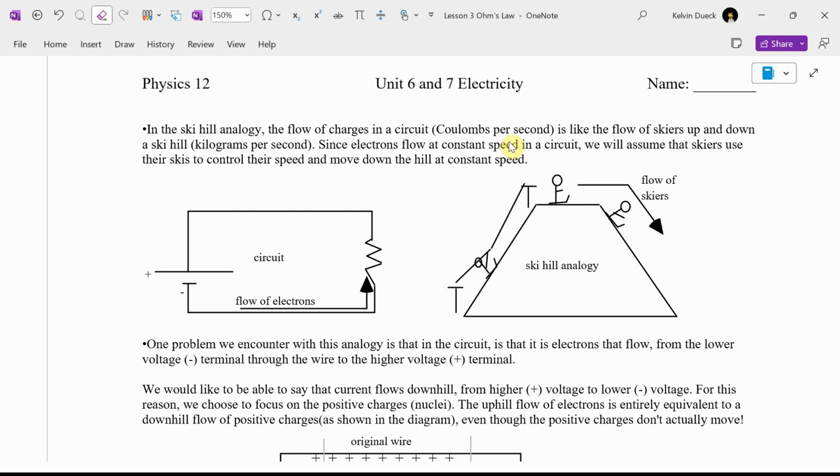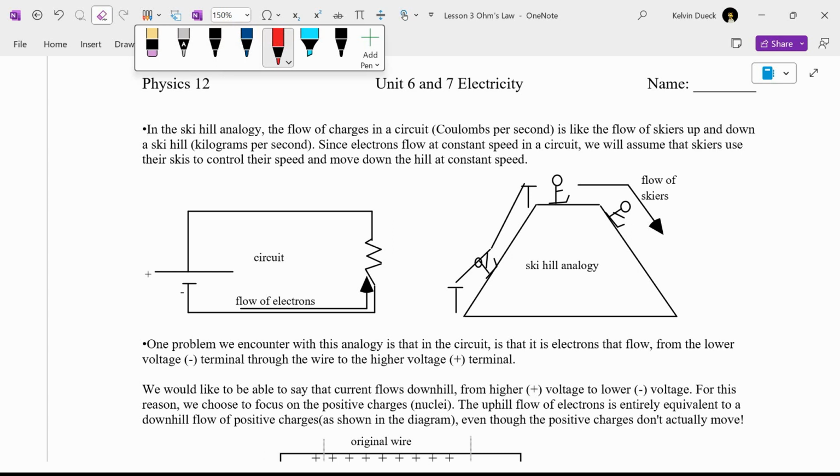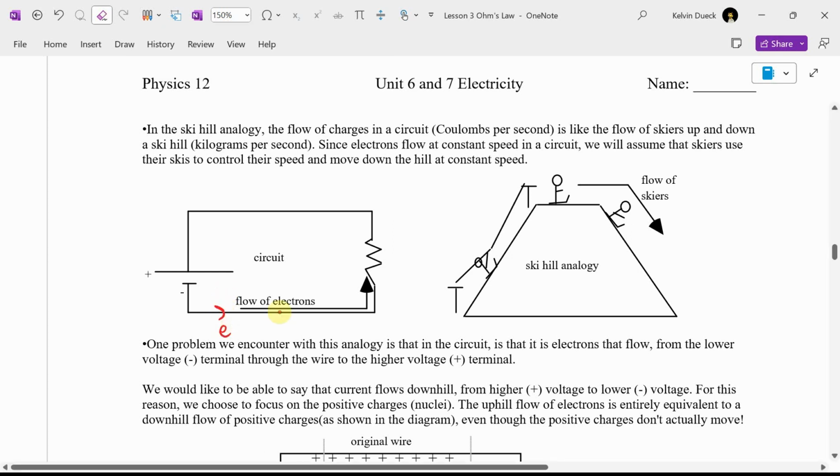So, what's happening in a circuit, Chantel? We have electrons flowing this way, from the negative to the positive. Problem. I would like to have my circuit go from positive to negative. I'd like to gain energy going through the battery and lose energy going through the resistor. Electrons flow in the wrong direction.